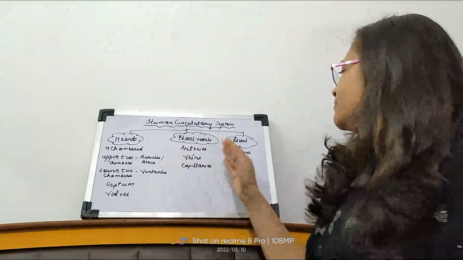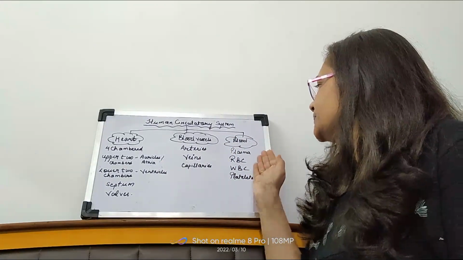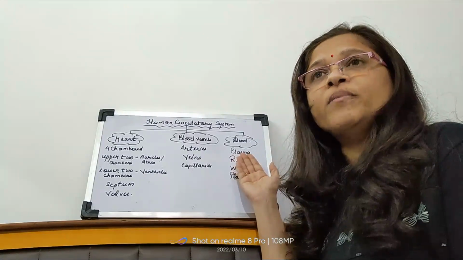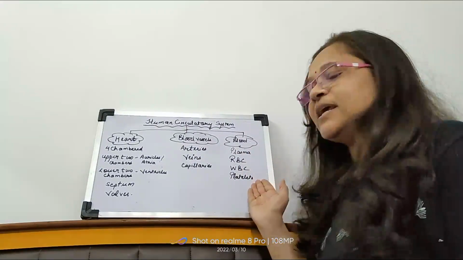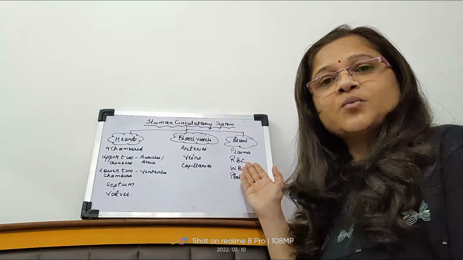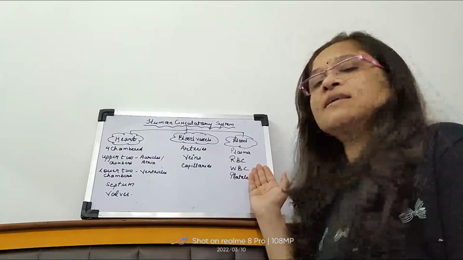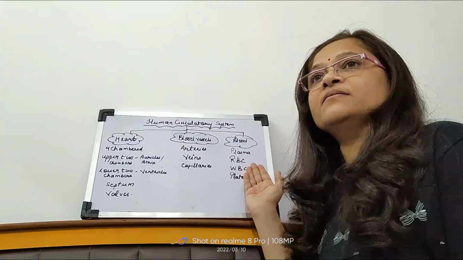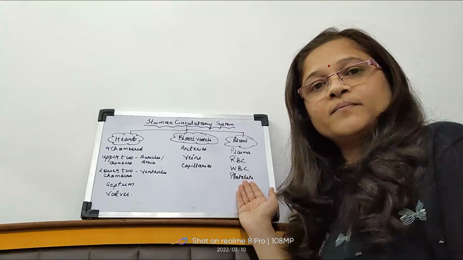Then comes blood. Blood has plasma. Plasma is the fluid matrix of the blood, and in it the RBC, WBC and platelets are floating. RBC are the red blood cells, which have the hemoglobin pigment. WBC are the white blood cells, which help us fight against diseases. Then come the platelets, which help in blood clotting.